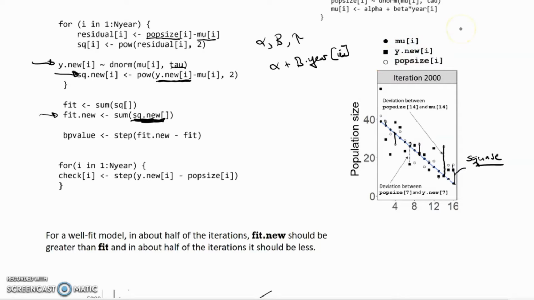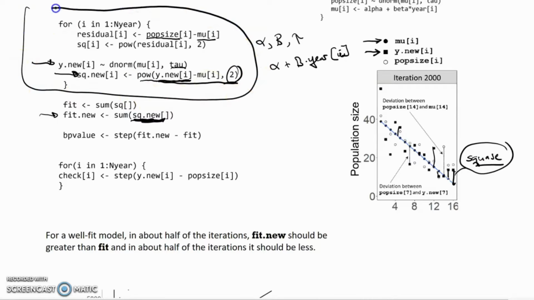So we've got our new values of population size that we can compare with the modeled values. So now we're focusing on those dark squares. We take these differences and square them, and then we exit the loop with the 16 years and sum up all those squared deviations over the 16 years. So that gives us, at this point, fit and fit new.